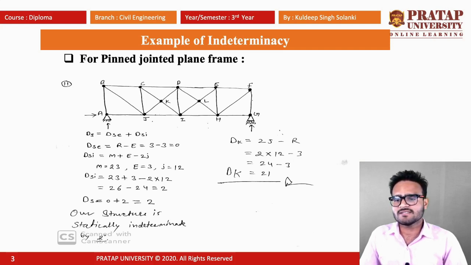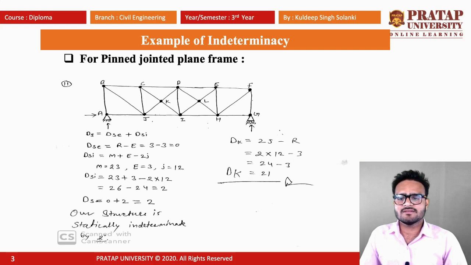So start with ds. ds is equals to dsc plus dsi. So we can calculate dsc first. The formula for dsc is equals to r minus e. This is the same for all. How many supports are available? In our structure, 2 supports are available, at A and at G.